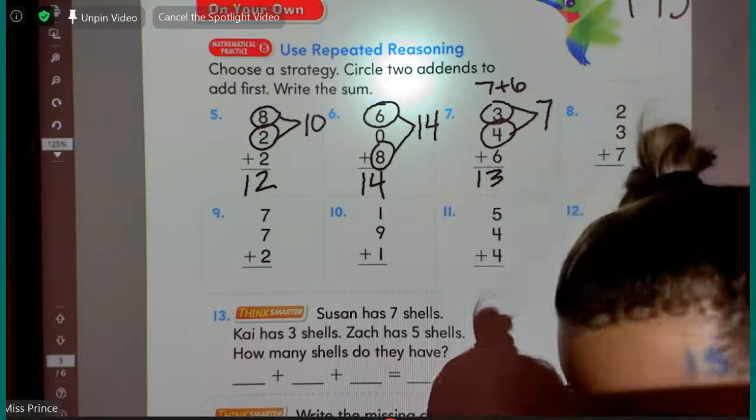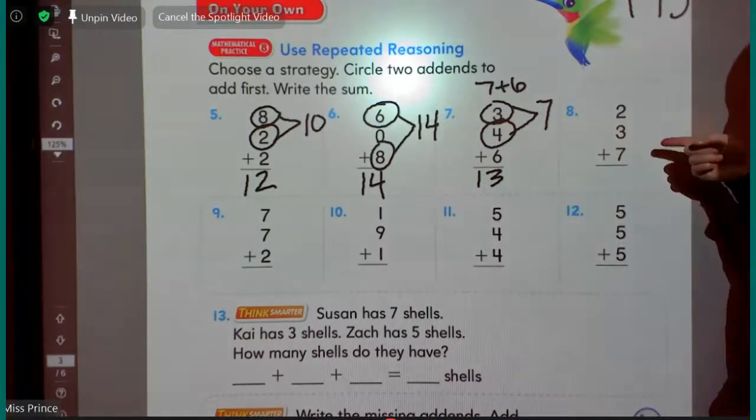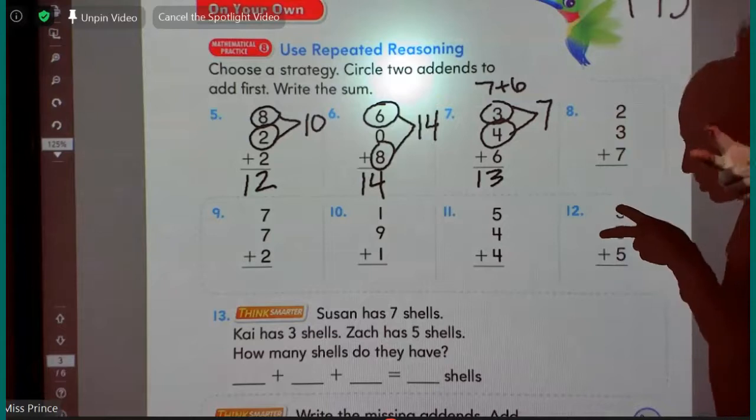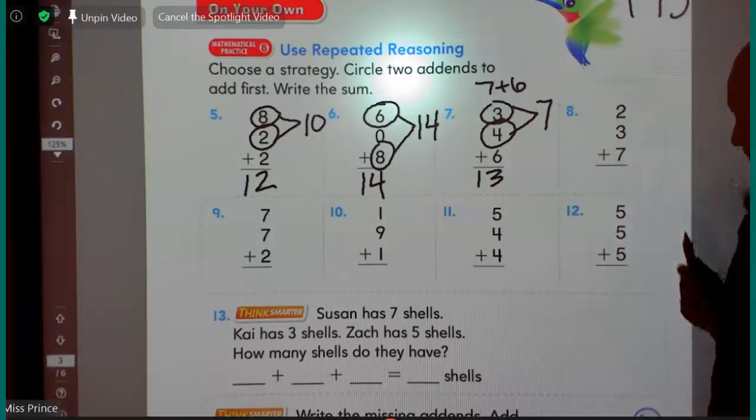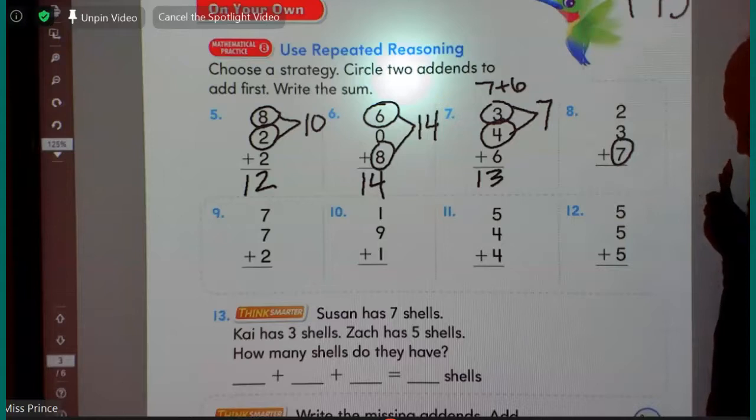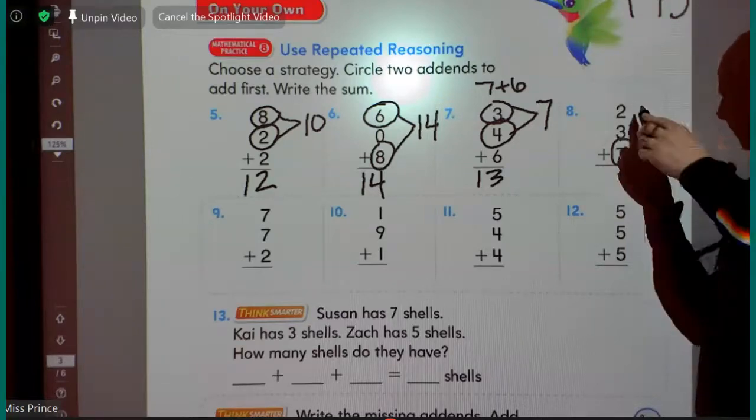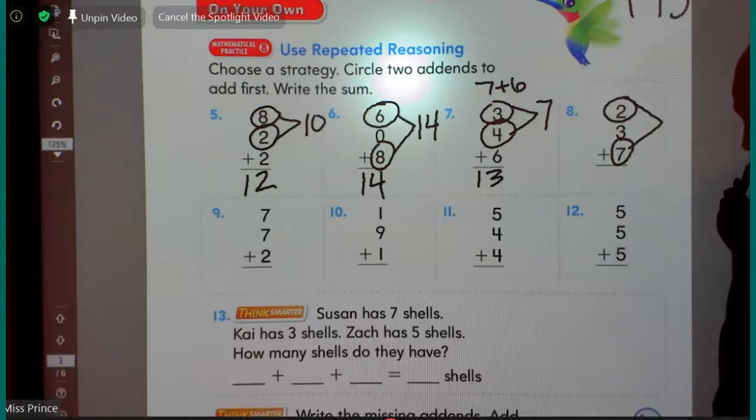Jose, you're on the next one. 2 plus 3 plus 7. What two numbers did you choose to make this problem easier to add? 7 plus 2. 7 plus 2. And what did you get when you added those together?